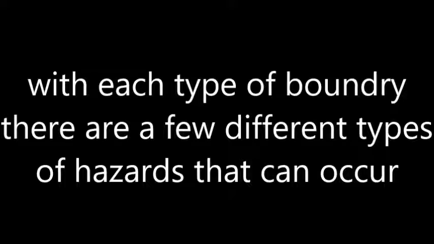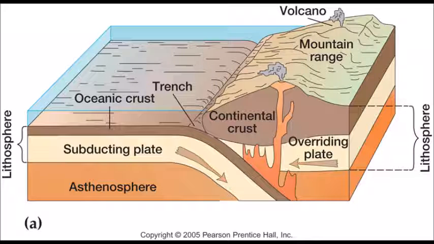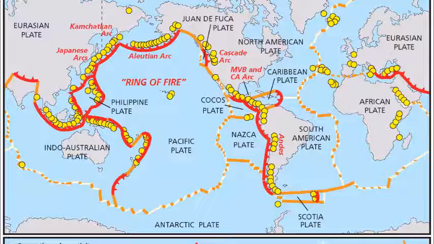With each type of boundary, there are a few different types of hazards that can occur. At divergent boundaries, there can be volcanoes that pop up between the plates in the rift. There can also be volcanoes at converging boundaries. When a plate subducts and melts, this causes an uprising of magma and a new volcano.